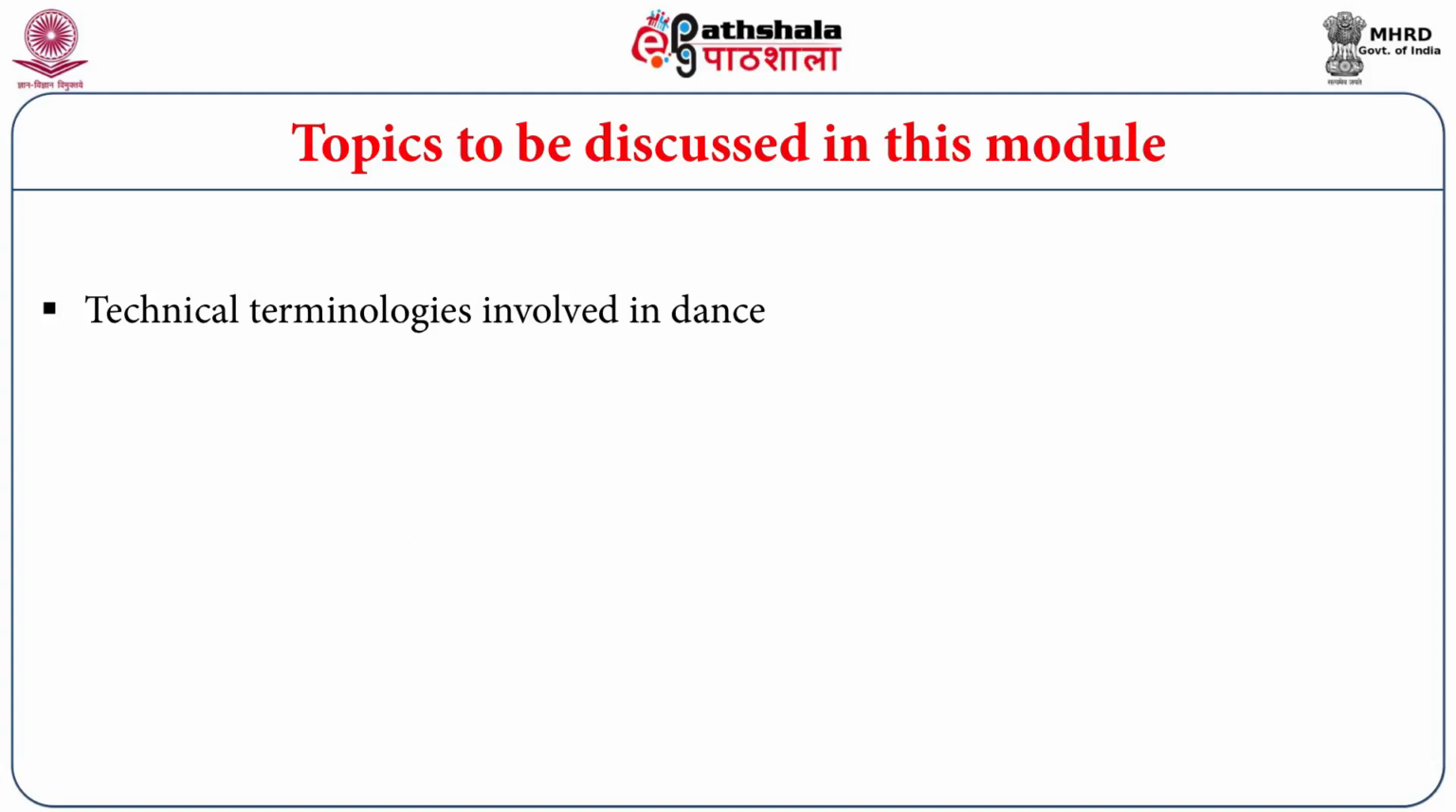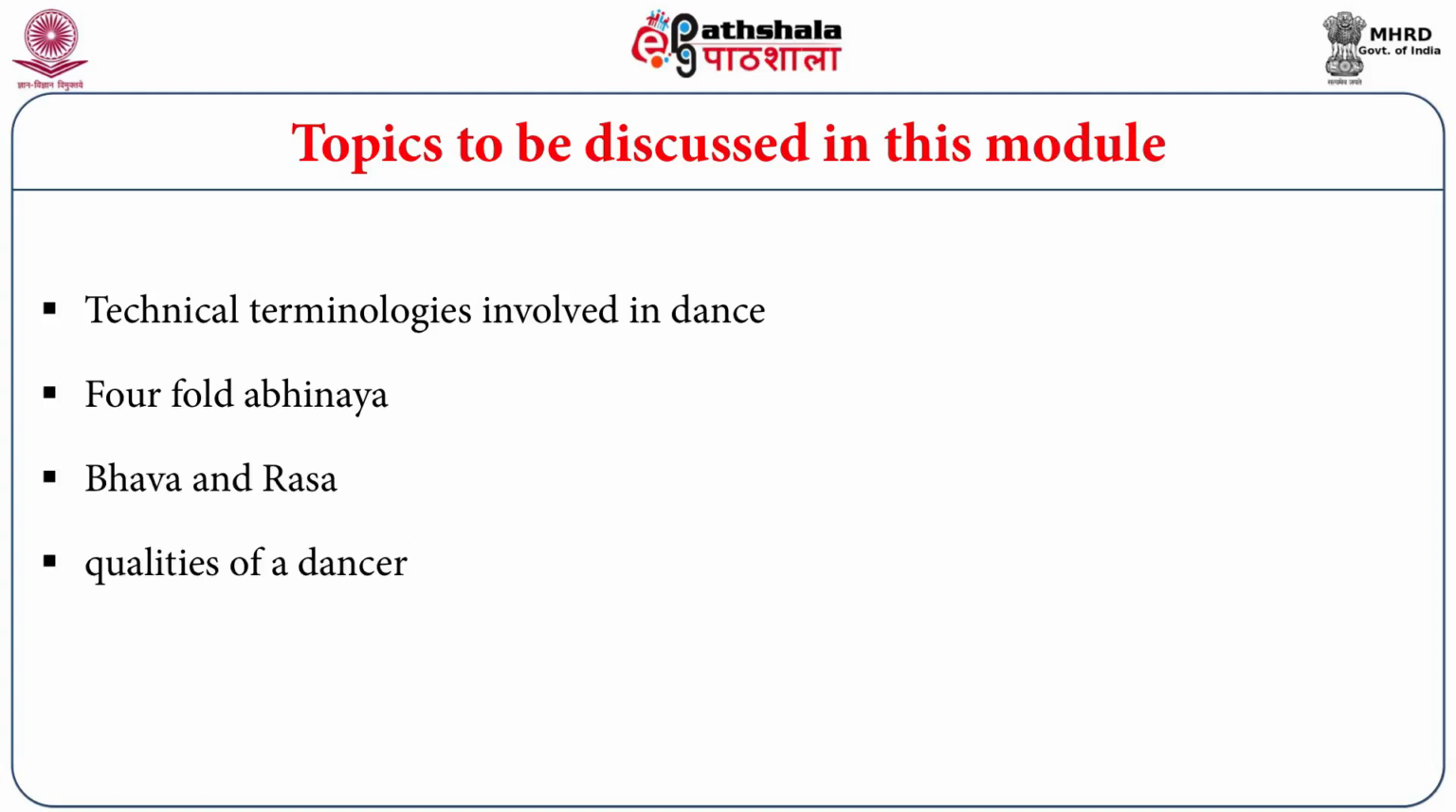Now we move on to technical terminologies, what all is involved in dance forms. In common, we have the 4-fold Abhinaya, that is 4 types of Abhinaya, Bhava and Rasa. Then the ideal qualities of all these technical terminologies. Before we move on to Bharatanatyam, we will get to know what Bharatanatyam is.